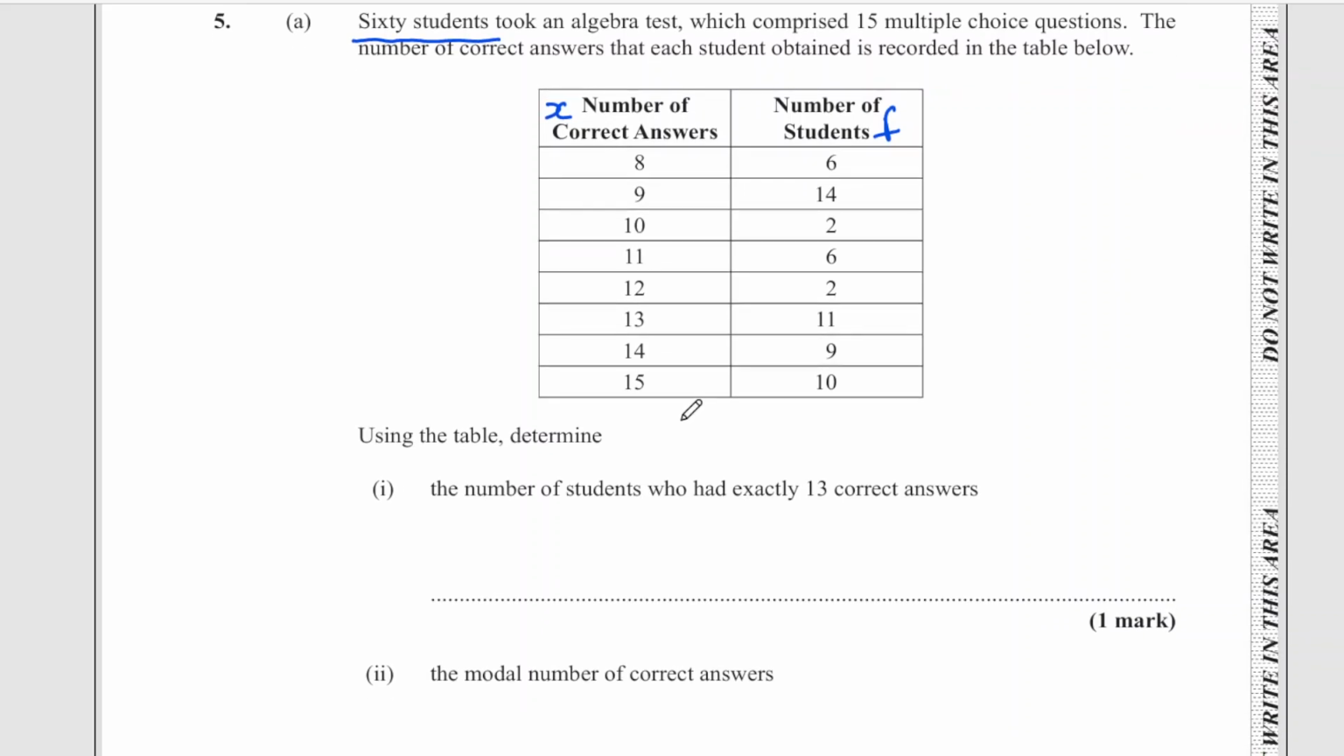Using the table, determine the number of students who got exactly 13 answers correct. Well, 13 answers correct refers to 11. So we have 11 students.